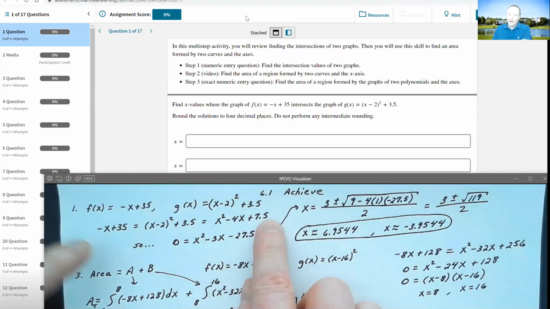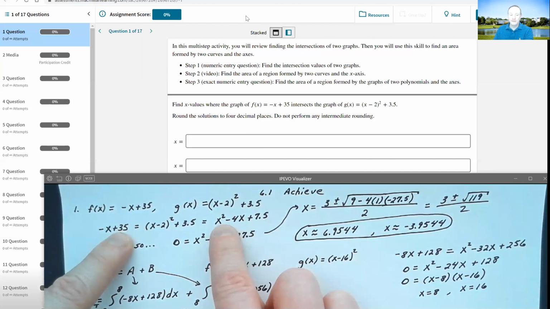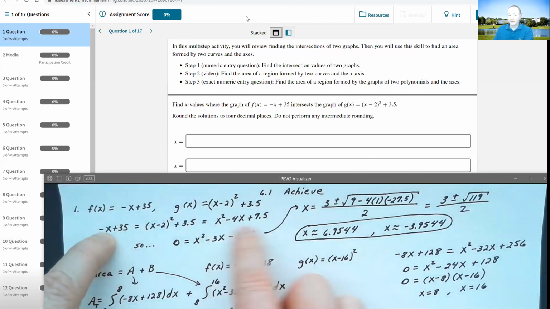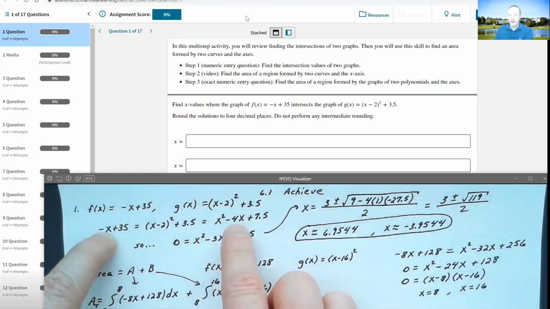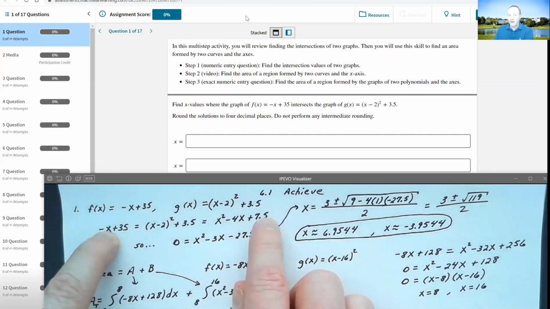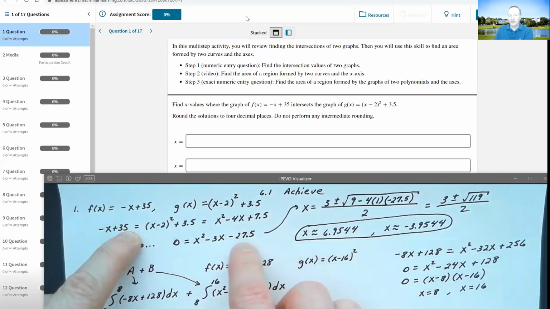Now, I know I needed to set this equal to 0 to try to solve it, so if I had this set equal to negative x plus 35, then I moved everything to that right-hand side, and I said, well, then I have an x squared. I'd have minus 4x, and I'd have to add x to both sides to get minus 3x. I had a 7.5. I'm subtracting 35 from each side. Well, that gives me minus 27.5.